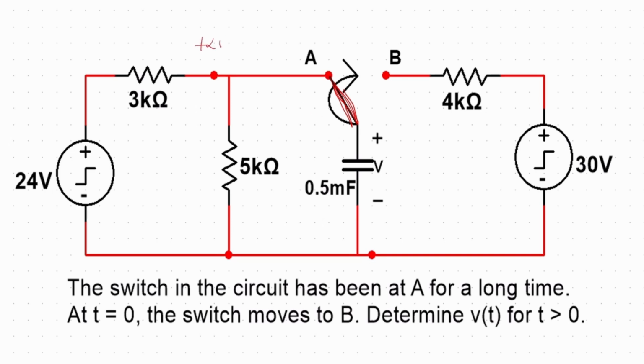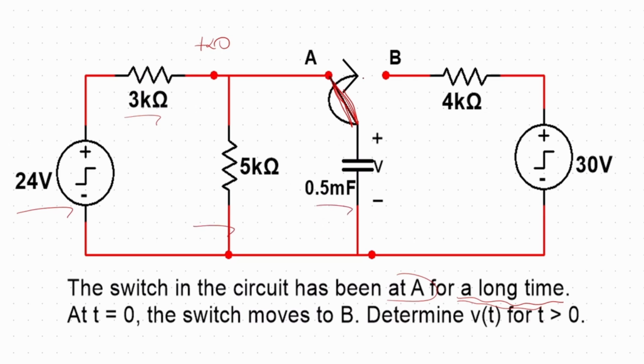So at t less than 0, we're told that the switch has been at A for a long time. When you see for a long time, that is what it's trying to tell you, that your capacitor has become fully charged. So at t less than 0, our switch has been at A. That means this part of the circuit gets completed: the 24 volts, 3k ohms, 5k ohms, along with our capacitor over here.